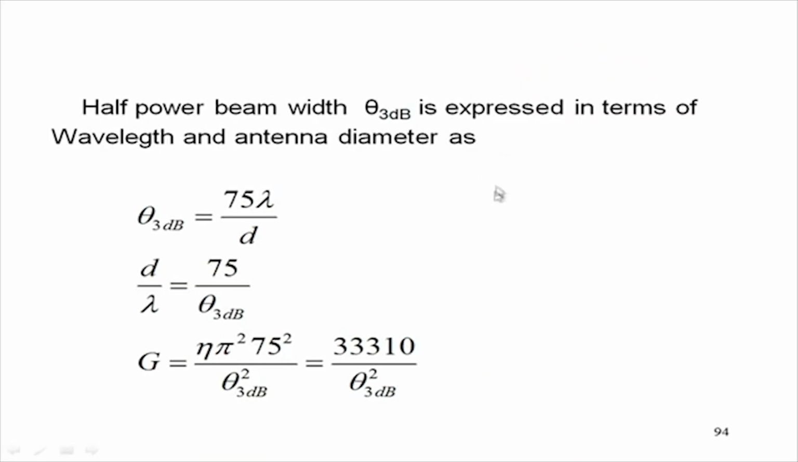So, the diameter of that parabola, the face of the parabola, is small d, and the wavelength at which it is operating is lambda. Depending on the radiation pattern of the primary feed to the reflector, the number 75 appears. So, theta 3 dB is 75 lambda by d. This 75 is just a typical number. Some of the books say it is 72, some people take 70. It is just an approximate number. So, here we have taken 75.